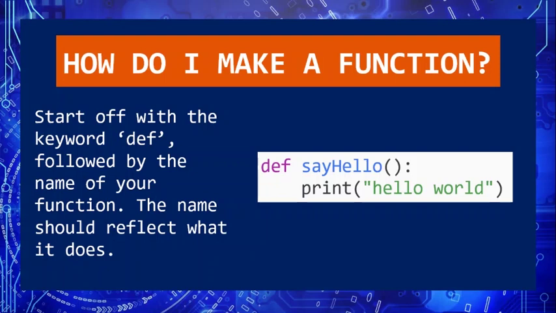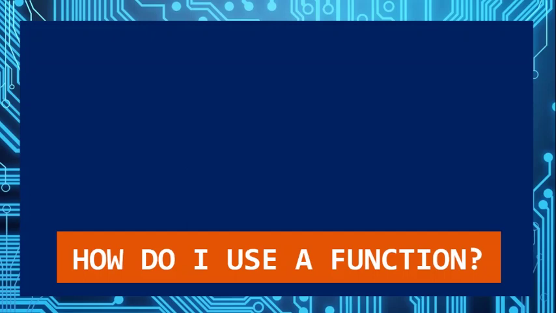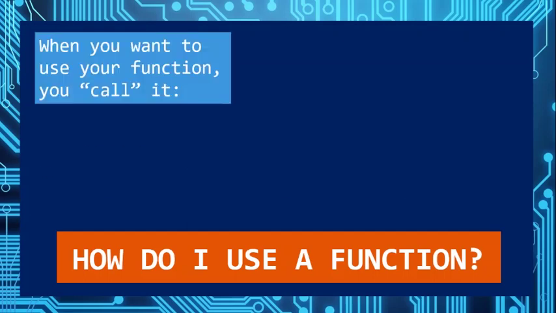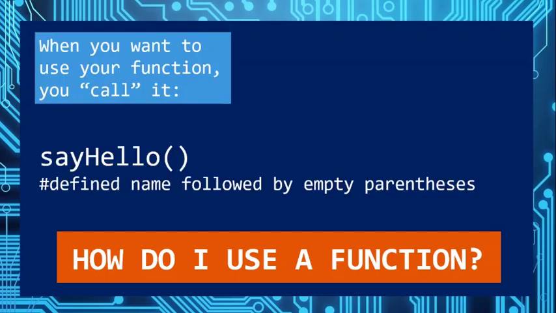Let's look at the example, say hello, which prints out hello world. This creates a function that you can use anywhere in your program. When we call our function, it executes everything inside of it. To call a function, you just type in the name you defined it as, followed with empty parentheses.